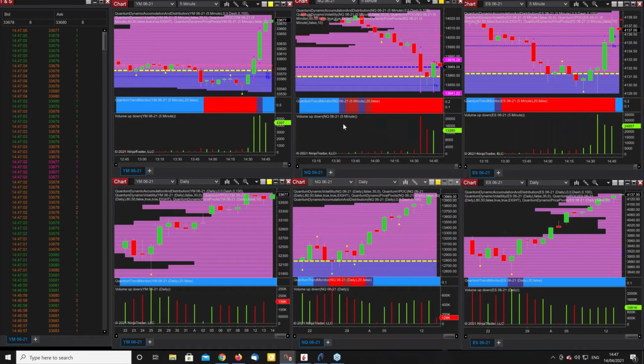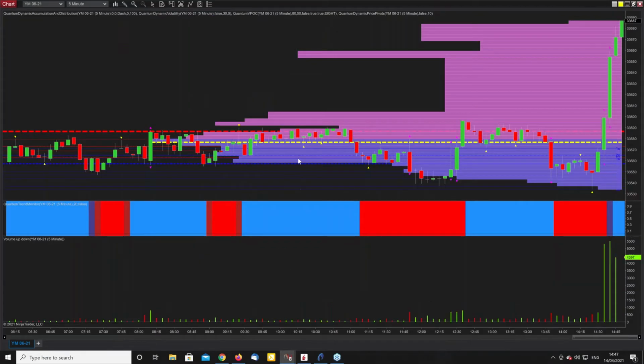That's on 5 minutes. So we've got 5 minutes on the top line. This is on YM, NQ, and ES, Dow, NASDAQ, and S&P 500. And down at the bottom, we've got them on the daily charts. But essentially, they're still pretty bullish. That's the YM on 5.